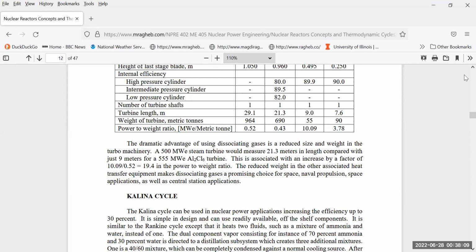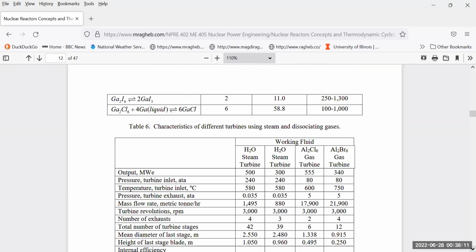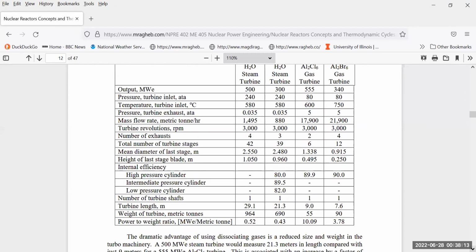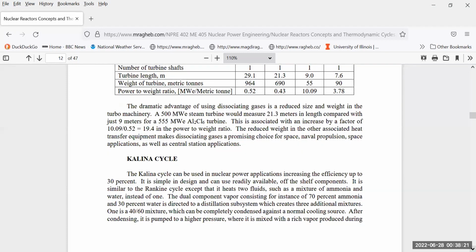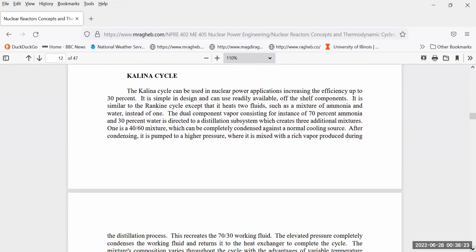So why isn't it used all over the place, since we have that huge advantage? It's because the aluminum chloride or the nitrogen tetroxide are toxic substances. They're not the same as water in general. All right, so that's a disadvantage. But we use toxic substances in many applications, like gasoline is a toxic substance from all perspectives.